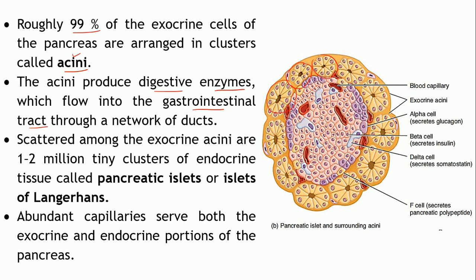Now scattered among these exocrine acini are around 1 to 2 million tiny clusters of endocrine tissue. So you can see the number of clusters which are present. Okay, so a huge number of clusters which comprise the endocrine tissue are interspersed in between these acini. As you can see, this middle portion over here comprises the endocrine part of the pancreas, and that is collectively known as pancreatic islets or islets of Langerhans.